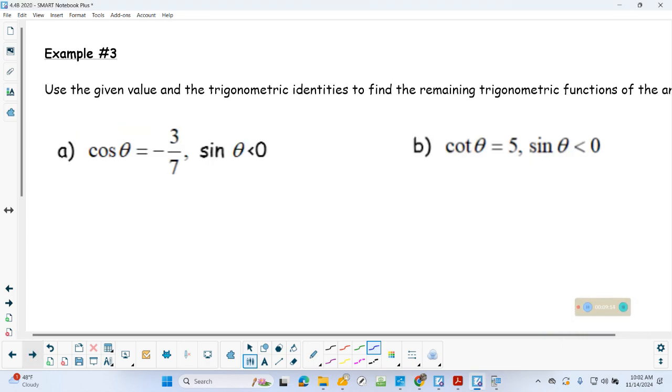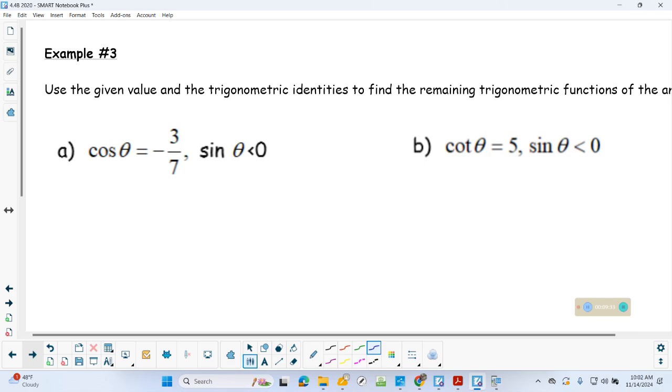All right, let's see what we got. So, given the trig identity, find the remaining trig functions. Great. I love it when they want us to have all 6. That's super fun. Now, here's the difference. We worked on these yesterday. Obviously, these aren't quite as obvious as the previous problems.